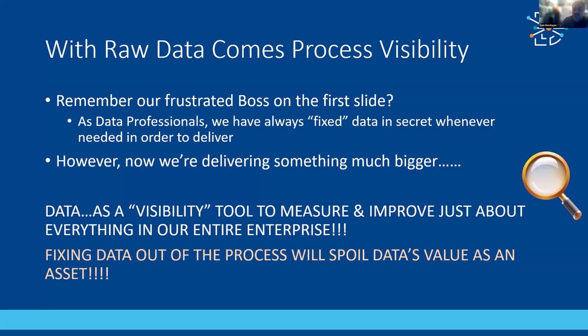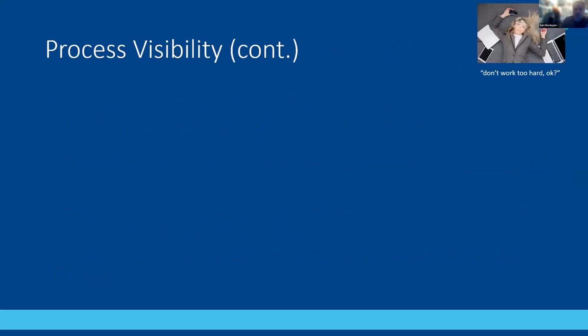So fixing data out of the process spoils data's value as an asset. Now you don't know if it's raw. You don't know who did what. You don't know what state it's in. So this is why you don't want to do this. You want to keep the data raw. We can fix it later, but in the raw vault, you want to keep a copy of that raw data.